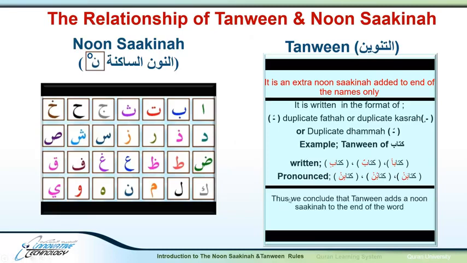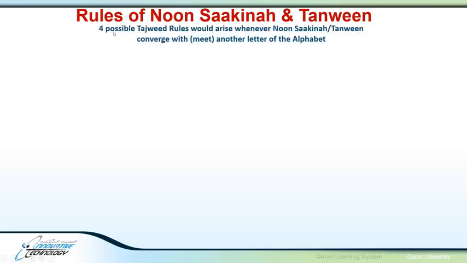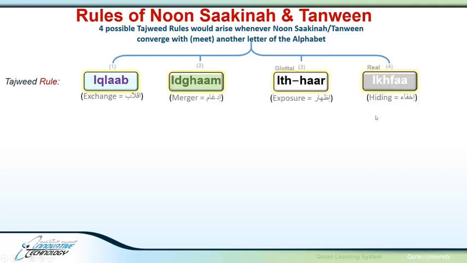So tanween, the word tanween means adding a nun. Nun, tanween. So thus we conclude that the tanween adds a nun sakinah to the end of the word, and accordingly, the same rules of tajweed that apply for the nun sakinah would automatically apply for the tanween. In the previous introduction about nun sakinah and tanween, we mentioned that there are 4 possible tajweed rules that would arise from the nun sakinah or tanween convergence, meaning meeting with another letter of the alphabet. And those 4 possible rules were iqlab, idgham, idhar, and ikhfa.